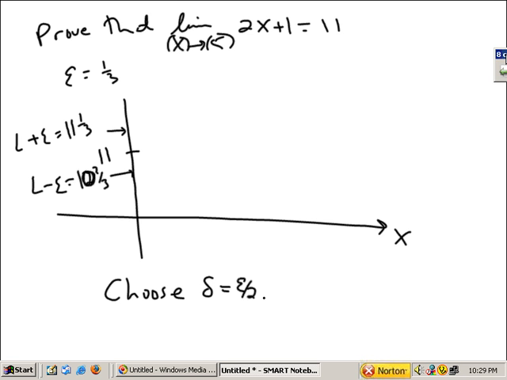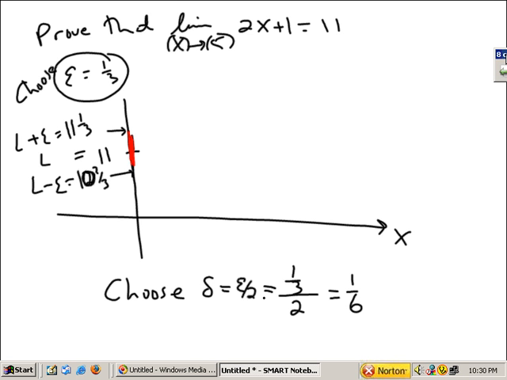L plus epsilon, L minus epsilon, and 11 is L. So here is my epsilon region, between L minus epsilon and L plus epsilon. And now, since we chose that epsilon is a third, delta is a third of epsilon, a third, because it's epsilon over 2. But this is 1/6.